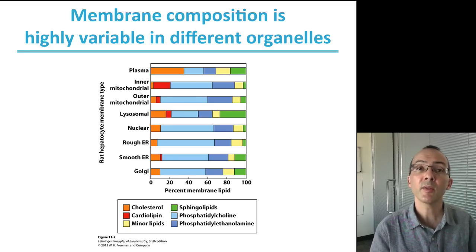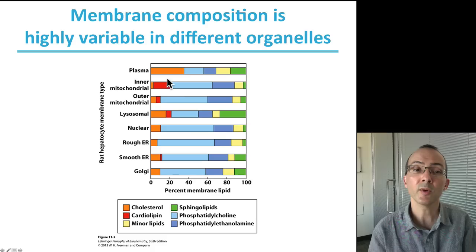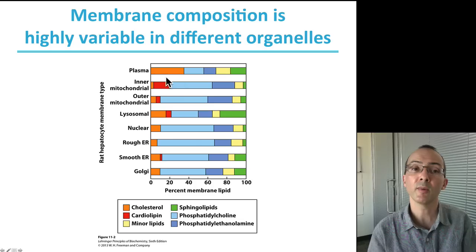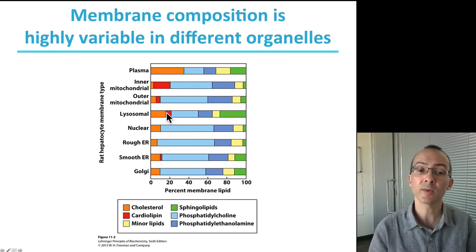Here's an example of how the membrane composition is highly variable within different organelles. A good example of this is cardiolipin, a lipid that's only found in the mitochondrial membrane, not in other membranes like the plasma membrane, only a little bit in the outer mitochondrial membrane or lysosomes.